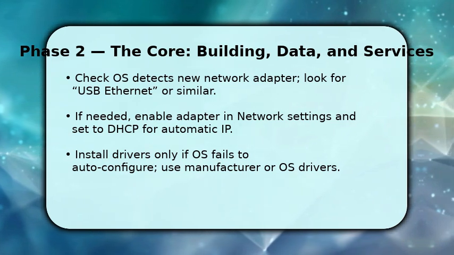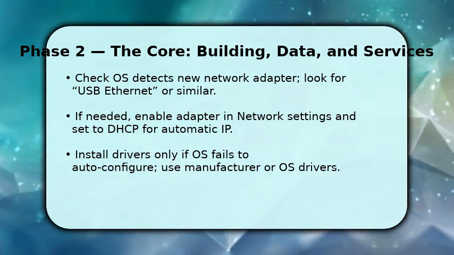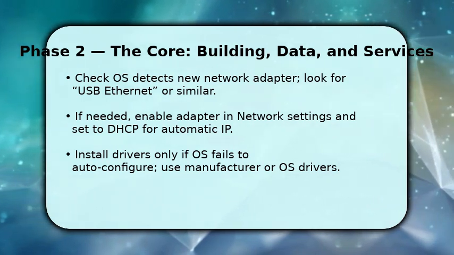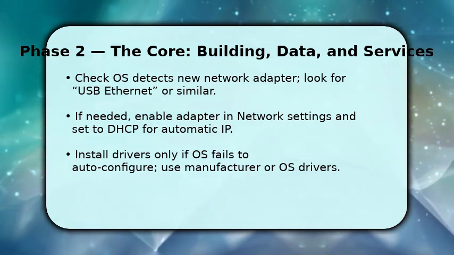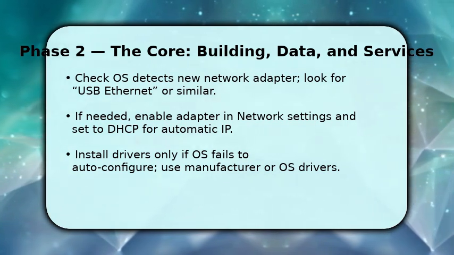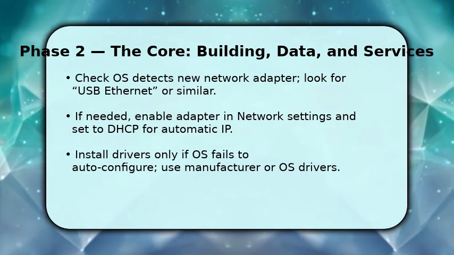If the adapter is disabled, enable it in Network Settings and ensure Automatic IP (DHCP) is selected so the phone assigns an address. Make sure to allow any driver installation prompts. If the OS does not auto-configure, install phone drivers from the manufacturer or use built-in system drivers. This resolves most recognition issues.